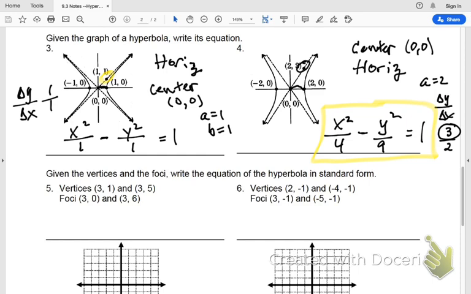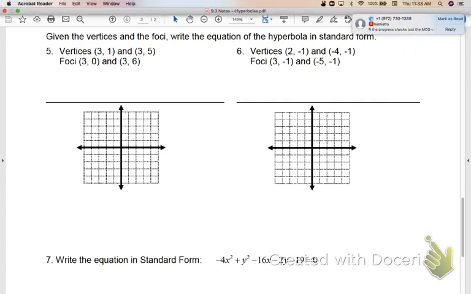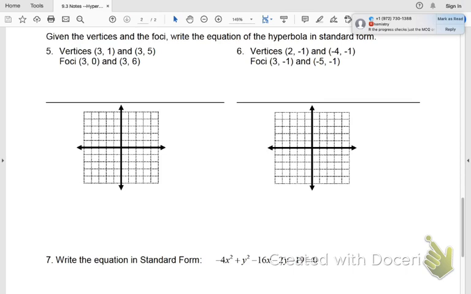All right, let me scroll this up a little bit. All right, now we're going to write the equation when we've been given the vertices and the foci. So I've got a vertex at 3, 1 right here, and one at 3, 5. Your center has to be halfway between those vertices, so it's going to be right here at 3, 3.